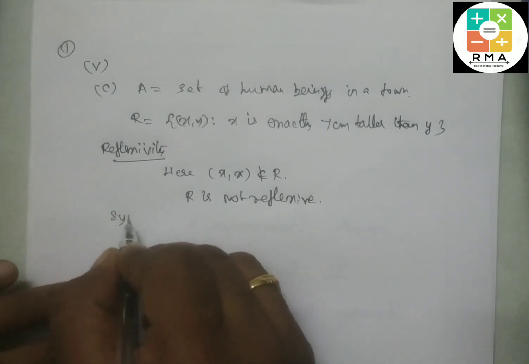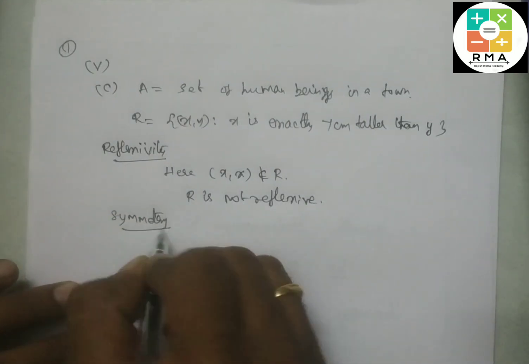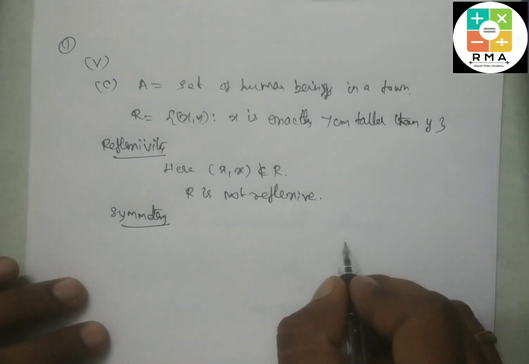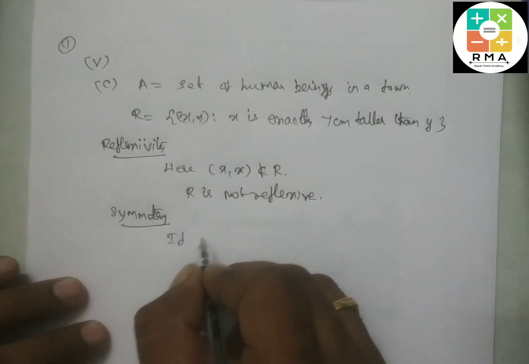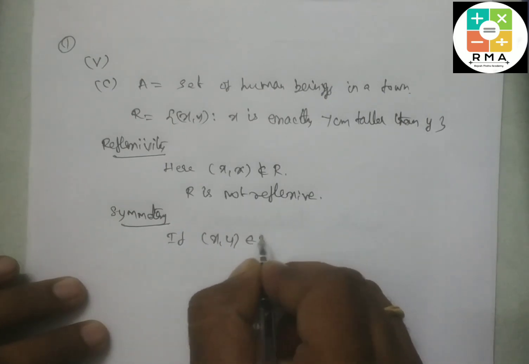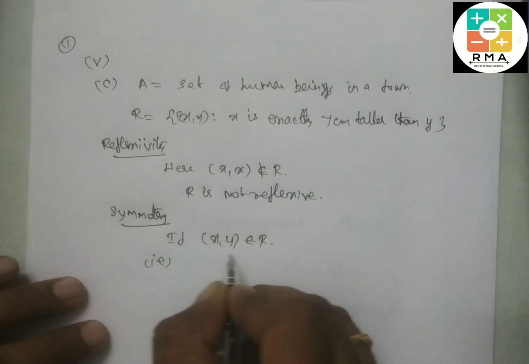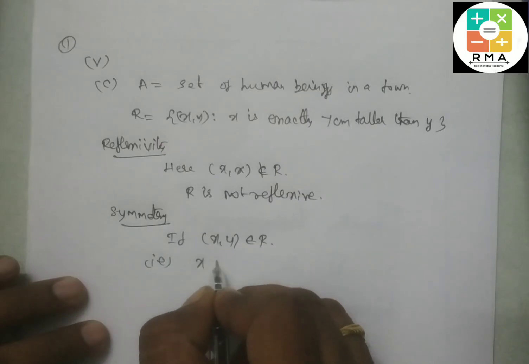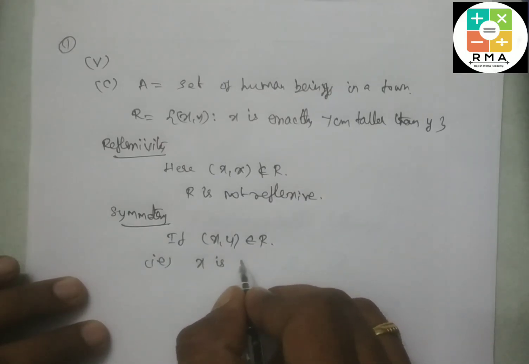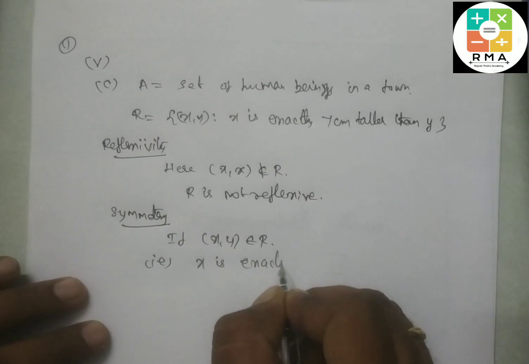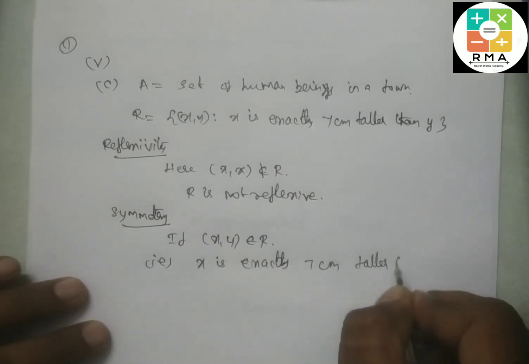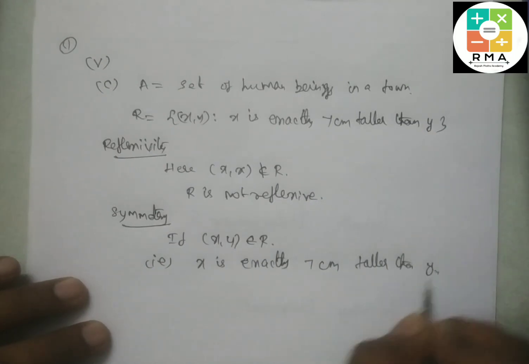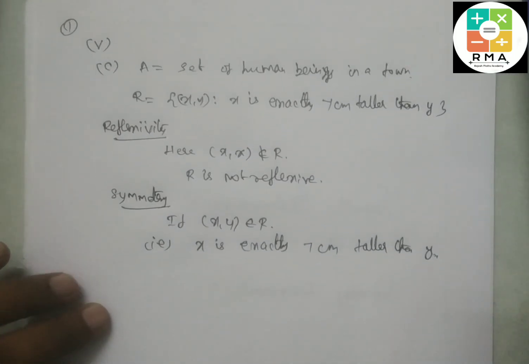Next one is symmetry. We can say symmetry holds if a comma b belongs to R, which implies b comma a also belongs to R. So if x comma y belongs to R, what is the meaning of x comma y? X comma y means x is exactly 7 centimeter taller than y.